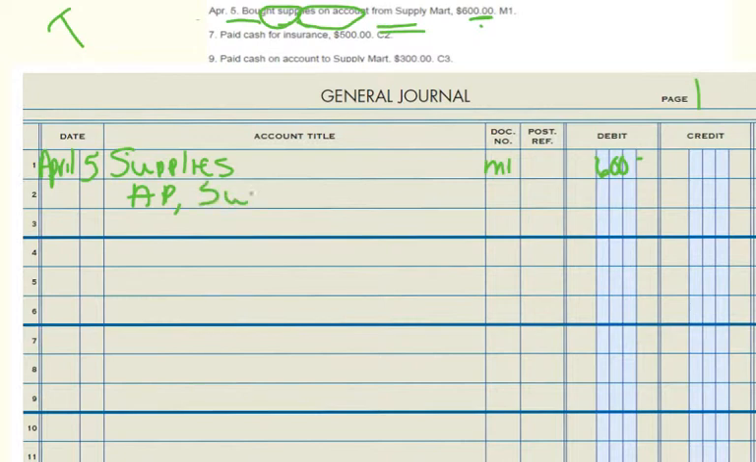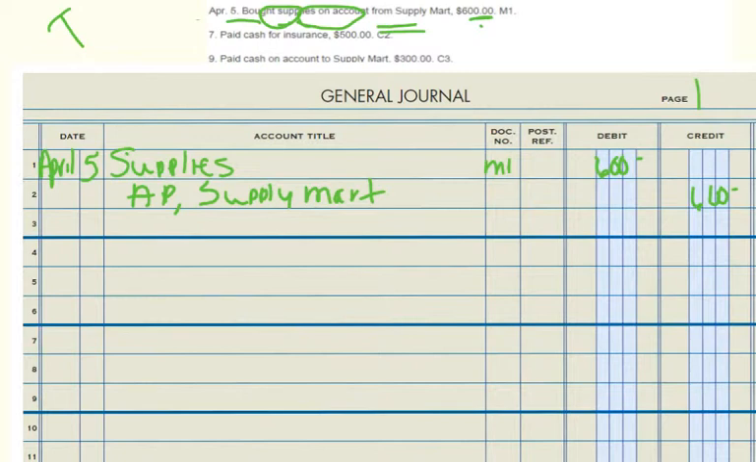Supply Mart. Do we always have to write the name of the person we owe the money to? I hope you know the answer to that question. It might be on a Kahoot. And then we write the amount that we owe.